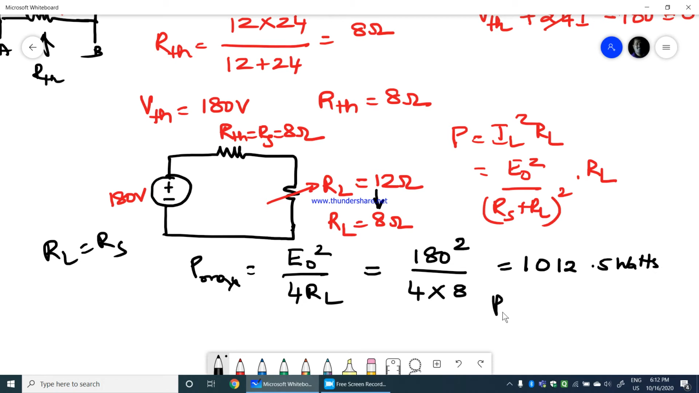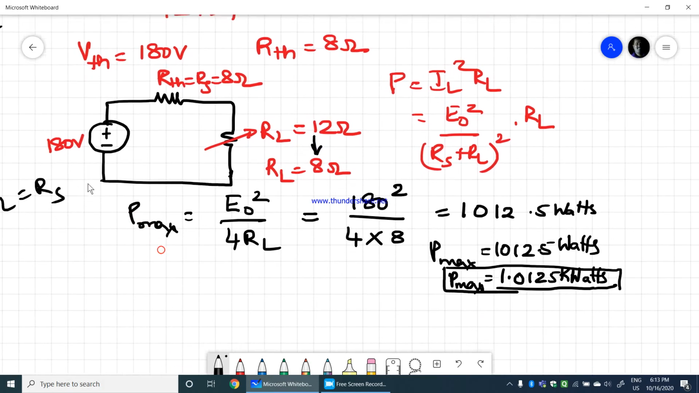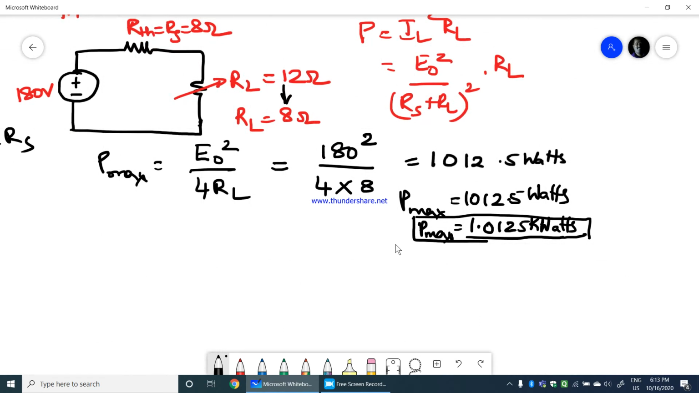Okay, therefore Pmax is 1012.5 watts, or I can also say 1.0125 kilowatts, because kilo is nothing but 10 power 3. Okay, so I hope this problem is clear to you. I hope it is clear how we got 8 ohms as RL: because the source is 8 ohms, you need to reduce RL to 8 ohms. Fine. So we'll go to the next problem.